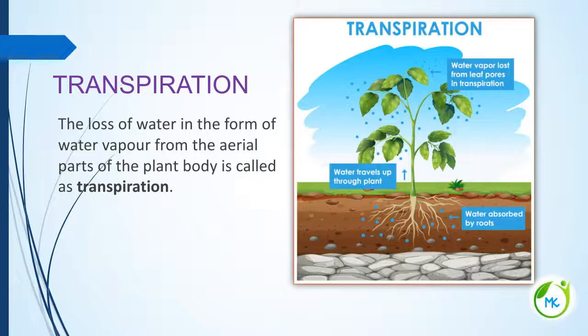Transpiration is the process in which water is lost in the form of vapor from the aerial part of the plant body. So what is the aerial part of the plant body? The plant body that is found above the soil is referred to as the aerial part of the plant body. So here in this illustration, you can see the water which is absorbed by the roots travels up through the plants, and this water is let out in the form of vapor from the pores found in the leaves.